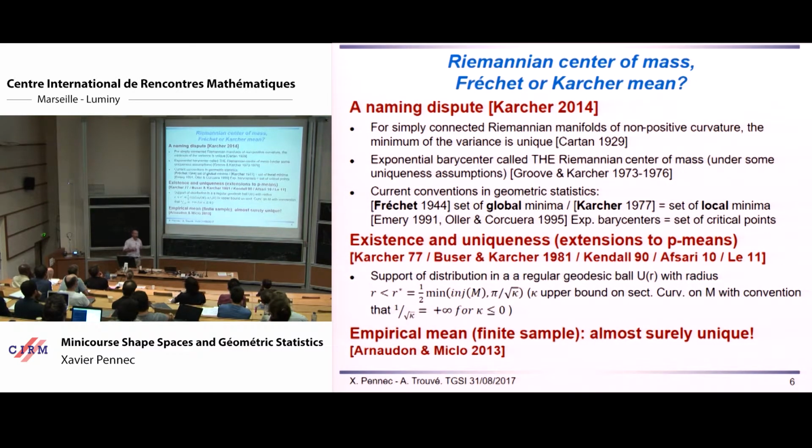But what I don't like here is the Riemannian center of mass. It should be the set of Riemannian centers of mass, because when we are in positively curved manifolds, most of the time we don't have uniqueness.